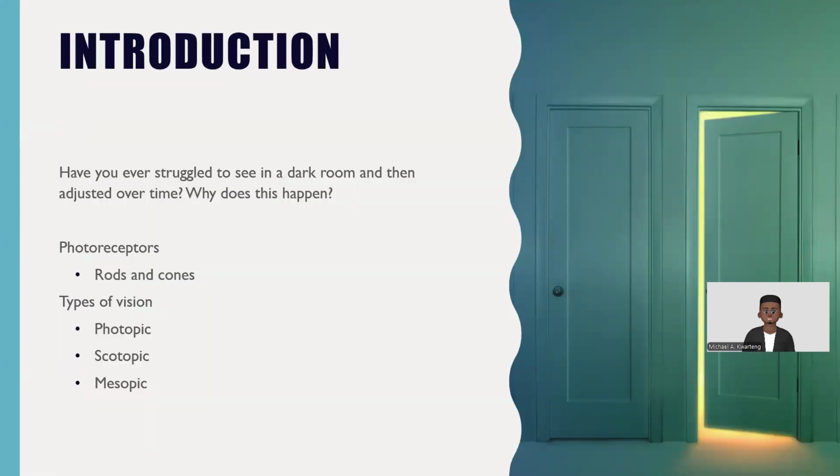Let's start with the question. Have you ever struggled to see in a dark room and then adjusted over time? Why does this happen? This experience is related to the way our duplex retina functions, allowing us to see across a wide range of lighting conditions. Today, we will explore this system in detail through engaging problem-based activities.